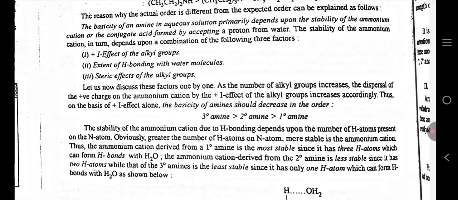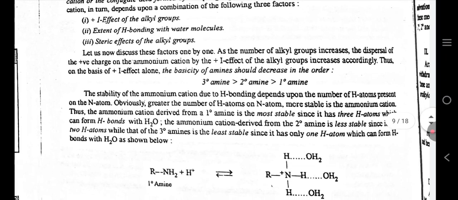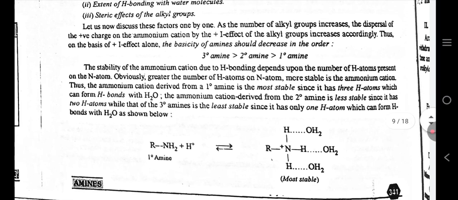The basicity of an amine in aqueous solution primarily depends upon the stability of the ammonium cation, or the conjugate acid, formed by accepting a proton from water. The stability of the ammonium cation in turn depends upon a combination of the following three factors: I effect of the alkyl groups, extent of H bonding with water molecules, and steric effects of the alkyl groups. Let us now discuss these factors one by one.